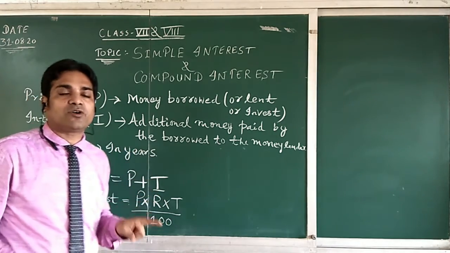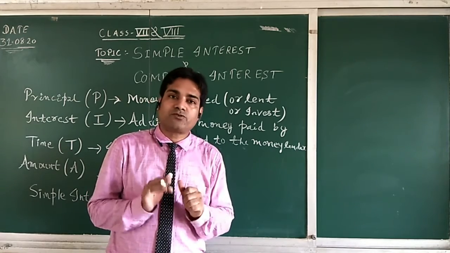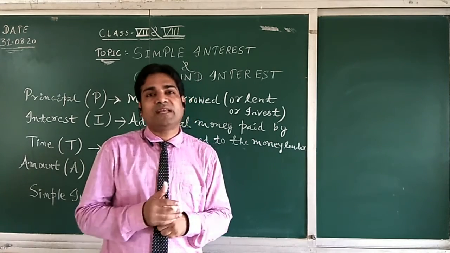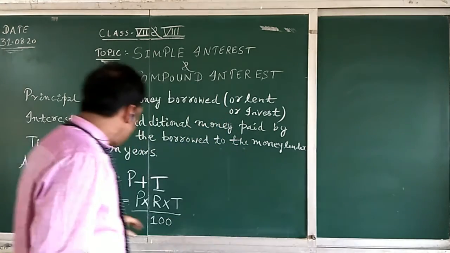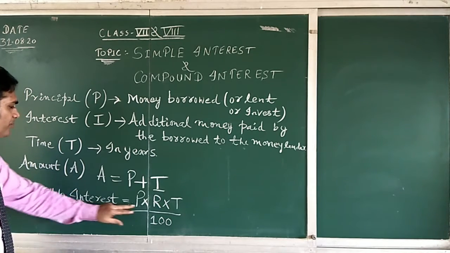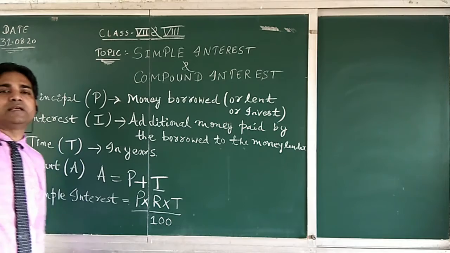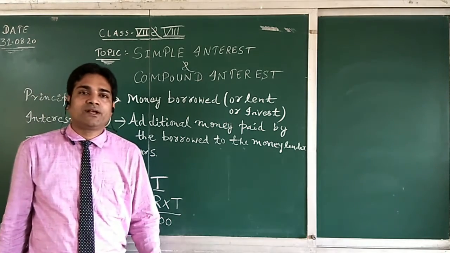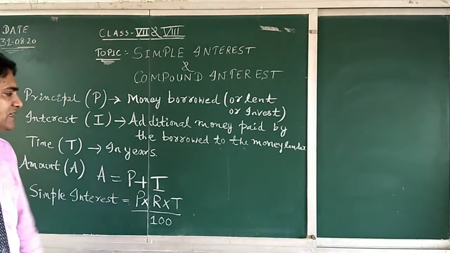Remember children, rate is also calculated on an annual basis. When we have semi-annual or quarterly rates, then we convert all these. And T represents time. So P multiply R multiply T upon 100 is your simple interest. What I explained just now, that T is always in years.